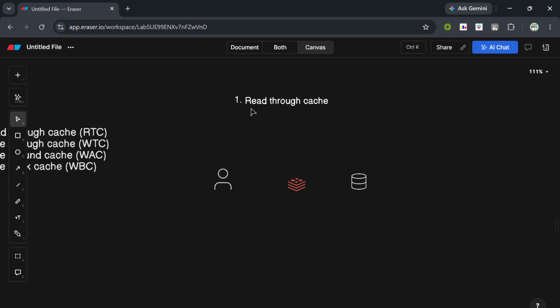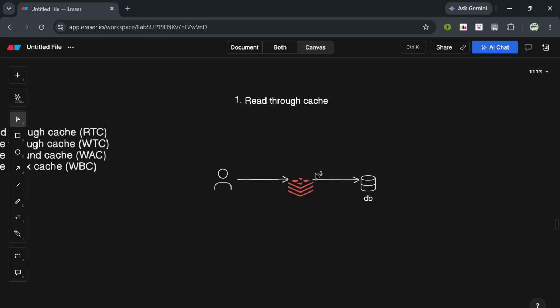According to the read through cache strategy, whenever we need to fetch or read some data from our application, we first read our data through the cache memory that we have. So whenever a read request comes into our application, we first read it through the cache memory. And only if we do not have the data in the cache memory, then we go to our database and query for the data in our main database.